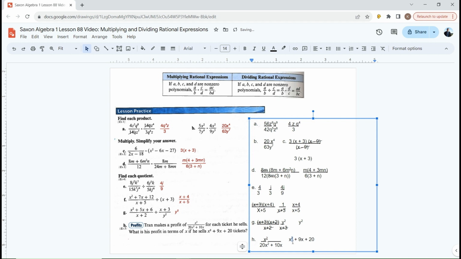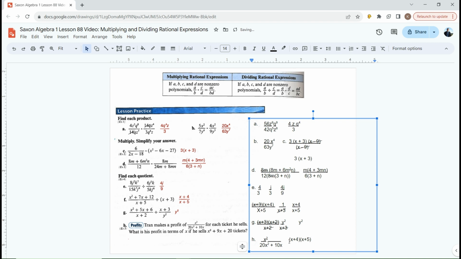But wait a second. We don't write out expressions like x squared plus 9x plus 20. We're going to factor this. I need to find factors of 20 that equal 9. Let me think about that for a second. So 2 times 10 won't do, but 4 times 5 will. 4 plus 5 is 9. So this is just going to be x plus 4 times x plus 5.